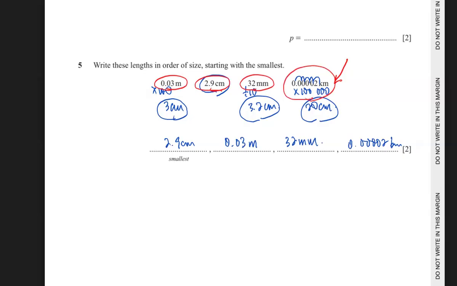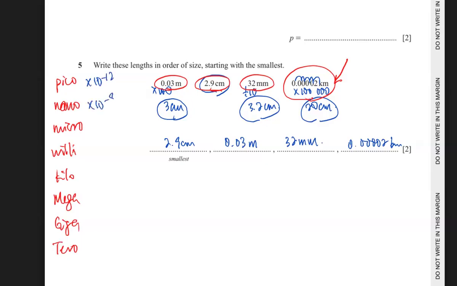Prefixes are actually in your syllabus, so you need to remember this. But you can gamble that they don't come out. The prefixes are pico, nano, micro, milli, kilo, Peter and Mary miss kissing, mega, giga, tera. These prefixes have this order: 10 power negative 12, 10 power negative 9, 10 power negative 6, 10 power negative 3, 10 cube, 10 power 6, 10 power 9, 10 power 12.